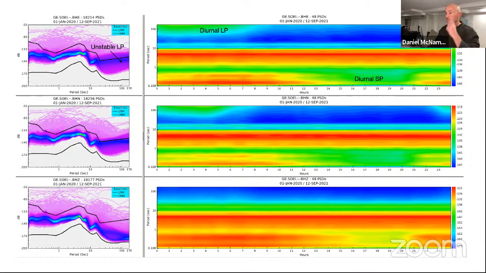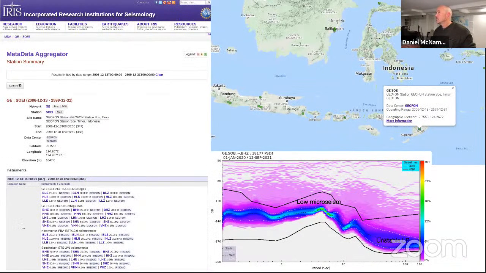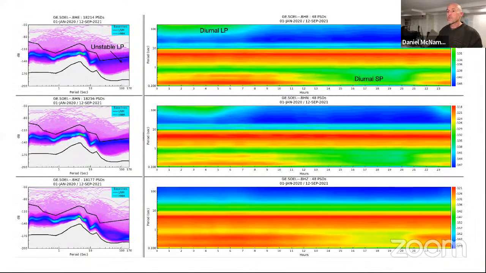That's SOEI. I kind of forgot where that is. Okay, so that's over in Timor. That's far to the east. Okay, I believe the next stations we'll look at are moving up to the north. Okay, so there's SOEI. Again, strong diurnal variations at short and long periods.